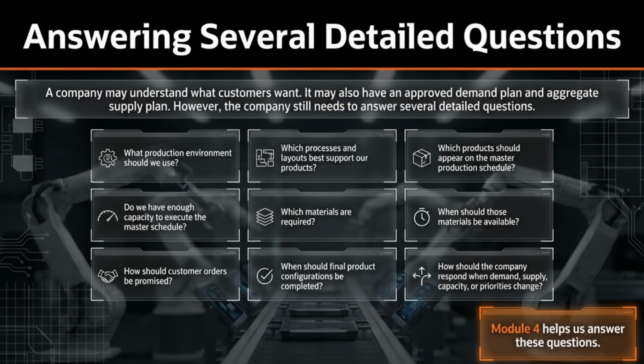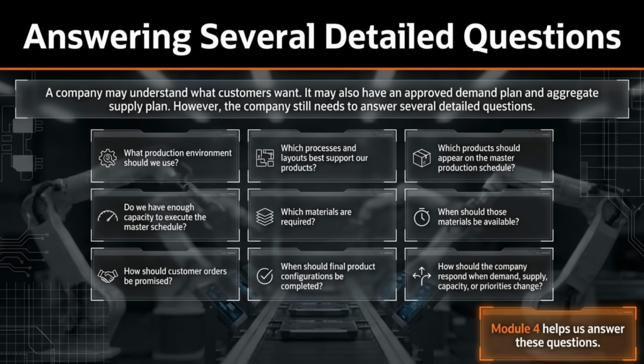What production environment should we use? Which processes and layouts best support our products? Which products should appear on the master production schedule? Do we have enough capacity to execute the master schedule? Which materials are required? When should those materials be available? How should customer orders be promised? When should final product configurations be completed? How should the company respond when demand, supply, capacity, or priorities change?